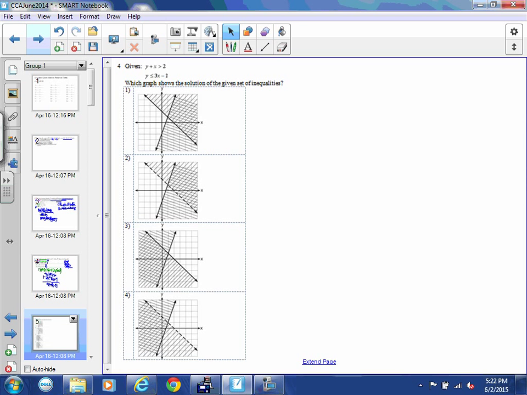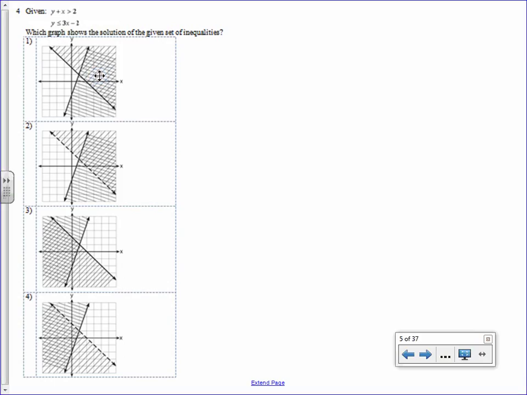Which graph shows the solution of a given set of inequalities? Well, first off, if you notice, some of them are solid and some of them are dashed. This is going to be dashed. This is going to be solid because of the equal sign. So, I should see one solid, one dashed. Not choice 1, not choice 3. From here, you have to determine which way to shade. They're identical, except they're shaded differently between choices 2 and 4.